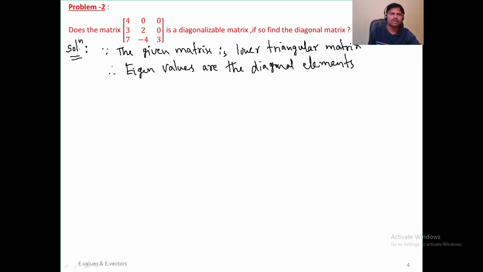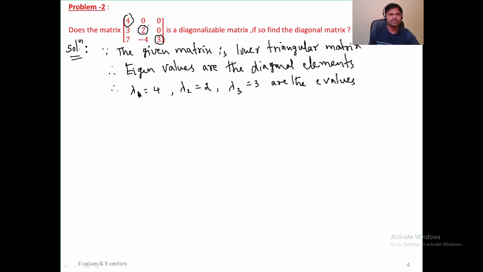Or simply you can calculate by using the characteristic equation. Find the characteristic equation and solve it, you will get the eigenvalues. That's another way of doing it. Okay. So therefore lambda 1 is equal to 4, lambda 2 is equal to 2 and lambda 3 is equal to 3 are the eigenvalues. These are the diagonal entries, right? So these are the diagonal entries 4, 2, 3. So these are the eigenvalues since it is a lower triangular matrix.